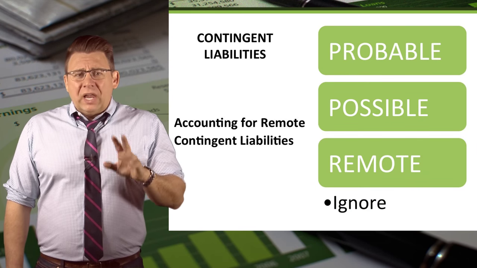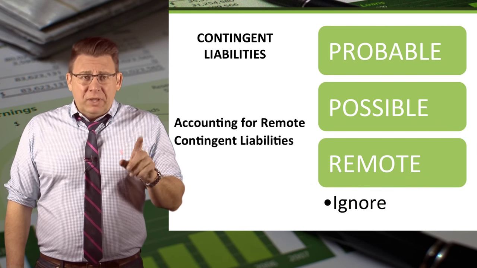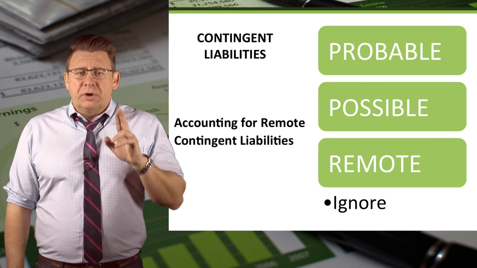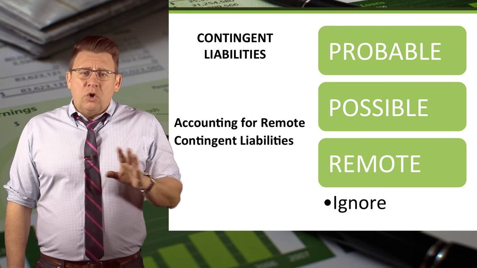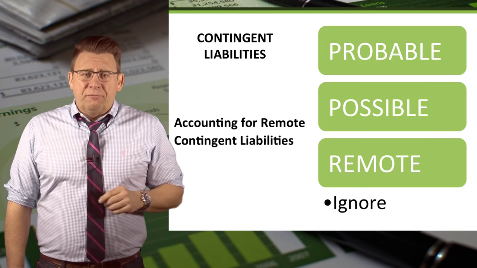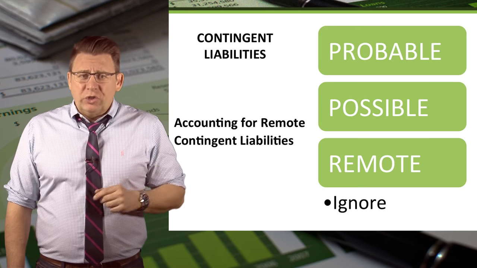Finally, when the likelihood of a contingent liability becoming an actual liability is remote, then we don't record or disclose any information about it. We just ignore it.